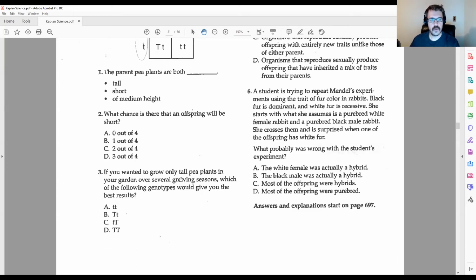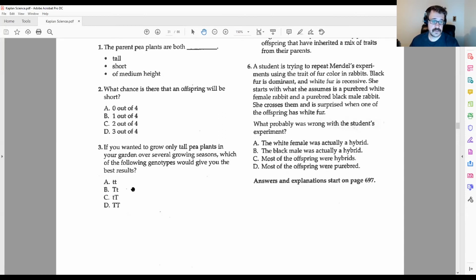So if you wanted to grow only tall pea plants in your garden over several growing seasons, which of the following genotypes would give you the best results? So we've got, if you wanted to grow only tall plants, which of the following genotypes? Okay, so we've got A is two small genes. That's not going to be good because that is always going to give us a chance that we're going to have small. B is going to give us a chance if it's bred with something that also has a small gene, and C is the same as B, really.